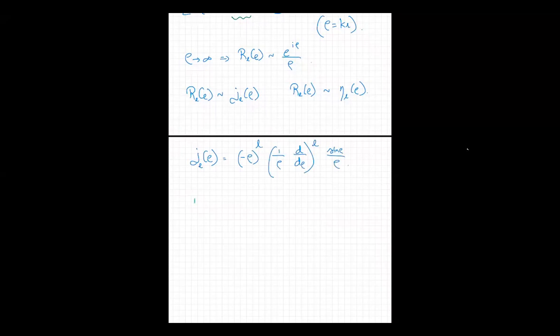Similarly, eta L of rho is, these are all standard formulas that you can find in any textbook, minus rho to the L again 1 over rho d, this time cosine rho over rho.